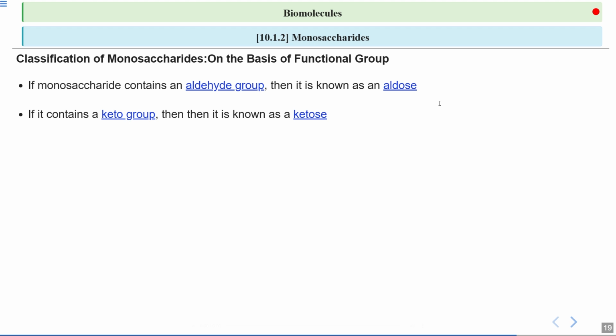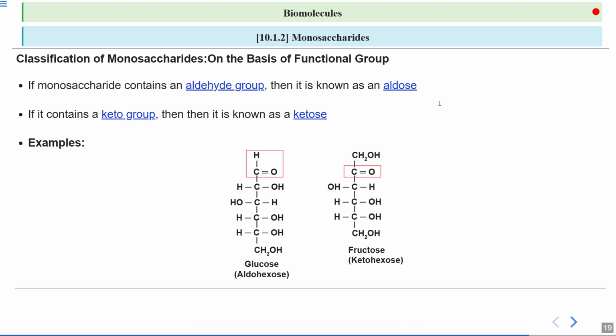And if a monosaccharide contains a keto group, then it is called a ketose. Look over here, we have an example of glucose, which is an aldohexose. This glucose contains an aldehyde group, the CHO group, which is usually found at the end of the molecule. So if it contains an aldehyde group, it is known as an aldose. And if it contains a keto group, as we see over here, then it is called a ketose. So this is glucose, which is called aldohexose, and this is fructose, which is called ketohexose.